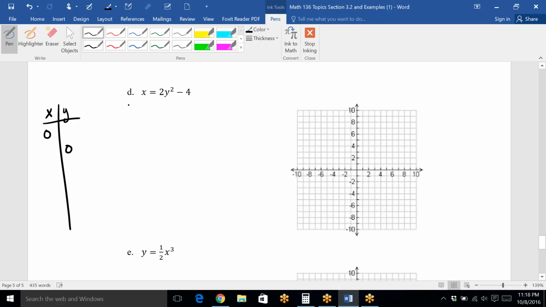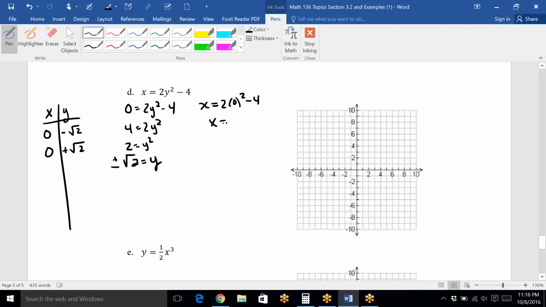So if I plug in 0 for x, this is 2y squared minus 4. I'd add the 4 over, divide by 2, and then take a square root. So this actually ends up being plus or minus. So I'm going to rewrite this. This actually means we have 2 y-intercepts, negative square root of 2 and positive square root of 2. If we plug in 0 for the y, we're going to get just one x-intercept, which is negative 4. So negative 4 comma 0.